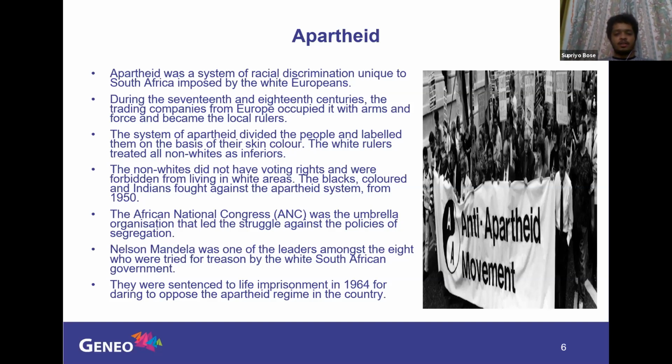Clear? The African National Congress, अब इस नेशनल कांग्रेस में एक लीडर सामने आया. उस लीडर का नाम है नेल्सन मंडेला. That person was named Nelson Mandela and he led this anti-apartheid movement. Clear? The African National Congress was an umbrella among the eight who were tried for treason by the South African government.